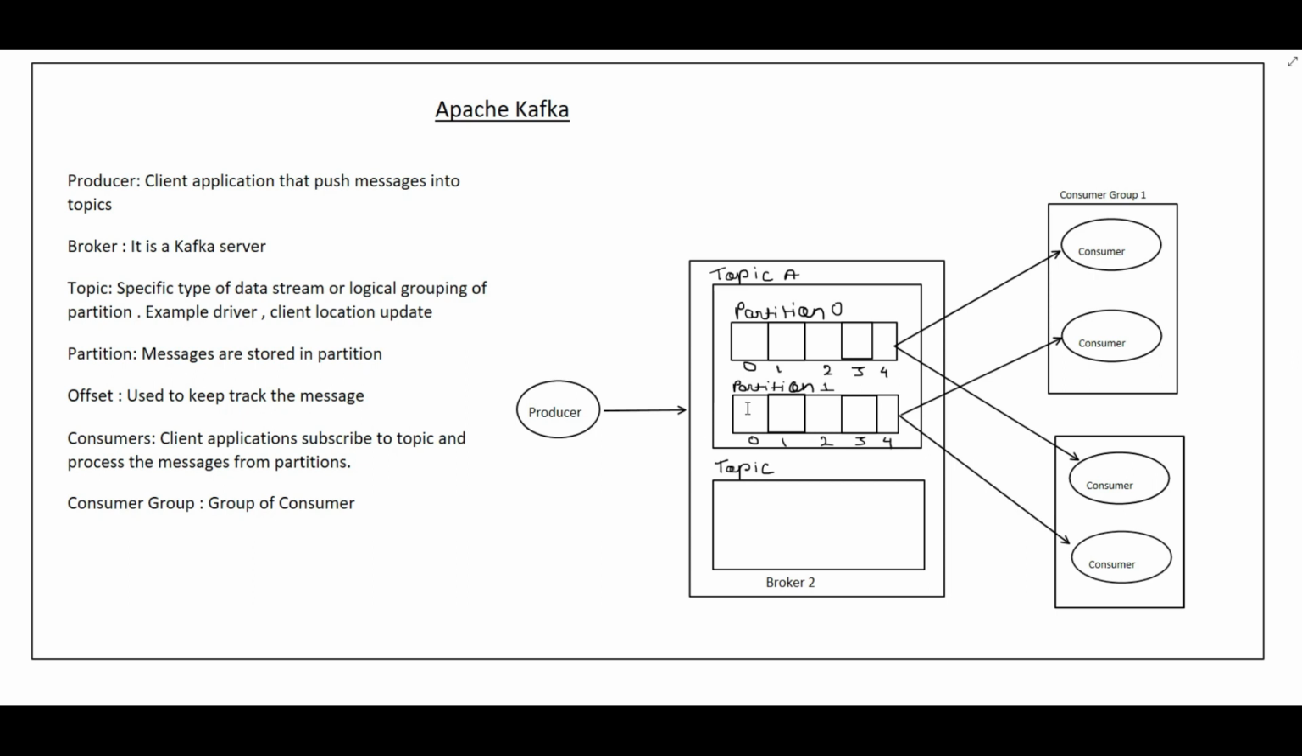In Apache Kafka, there will be a Kafka server. Basically, it is one machine, let's say node 1, which is running a Kafka server, and it will have multiple topics. A topic is a kind of different type of data stream, or a logical grouping of partitions. Like one topic will store the driver data, a second topic will store the client data, like that. Different topics will be inside the one Kafka server.